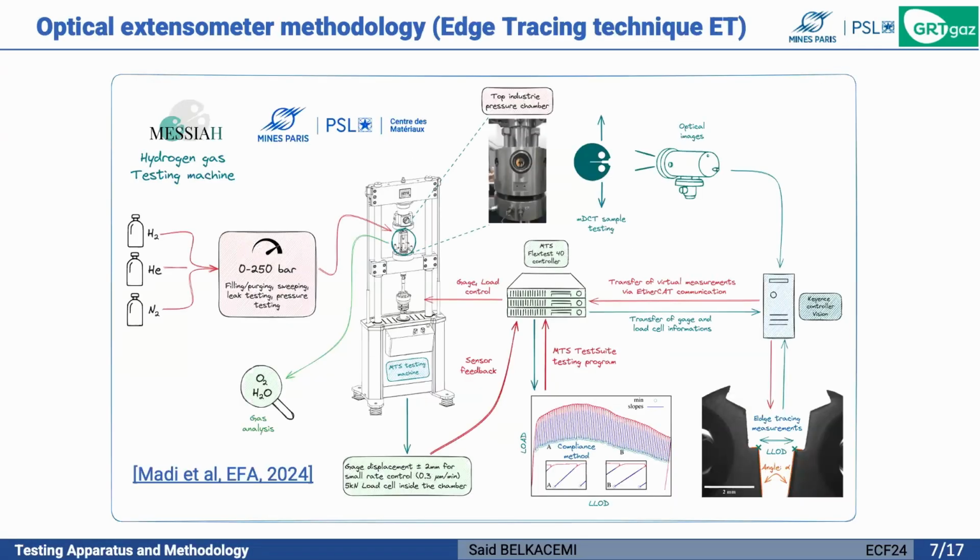So the subsize specimens are tested using new facilities and new methodology. Here I present a modified servo-hydraulic tensile machine equipped with a specialized pressure chamber. This chamber is equipped with 4 sapphire windows, allowing us to use real-time optical extensometry based on the edge tracing technique. This methodology allows us to track the minimum radial contraction during tests and monitor it from the beginning to the end. And for the fracture toughness specimen, we can measure the load line opening displacement.